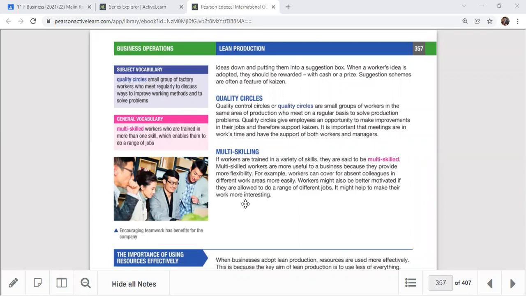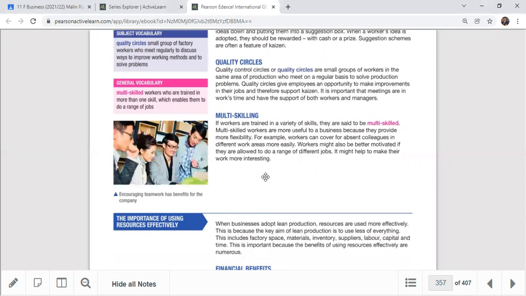It's similar to a teacher who can teach several subjects. Because if one teacher is absent, you can go and cover that class. Like that, there are certain advantages of having multi-skilled people in the organization. As a result, workers might be better motivated if they are allowed to do a range of different jobs. It might help to make their work more interesting. This is the main related method of multi-skilling, right? Mainly multi-skilling, quality circles, suggestion schemes, right? And different concepts we discussed right now.